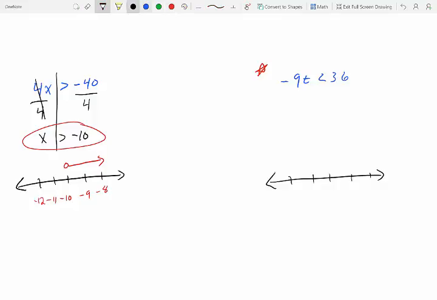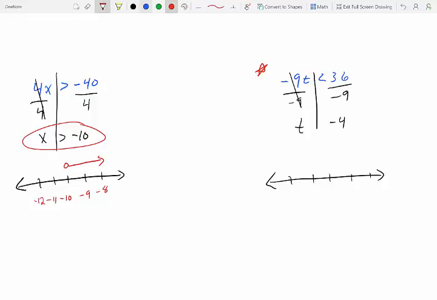Now, let's try this one over here. It has a star next to it. Let's see if we can remember what we have to do. We have negative 9t is less than 36. So again, draw our line. Divide by negative 9 on both sides. Divide, that cancels out. I have a t. 36 divided by negative 9, I get negative 4.